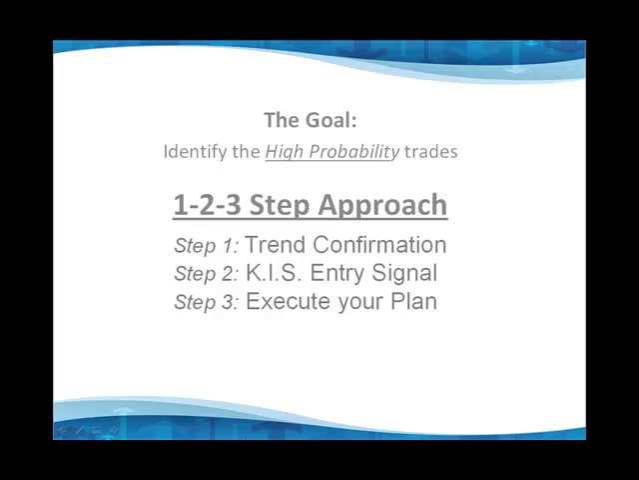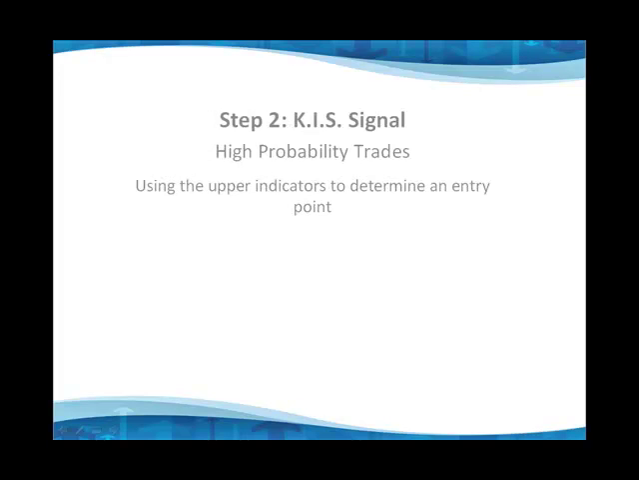Step 1, the trend confirmation. Step 2, the KISS entry signal. And step 3, execute your plan. This video is focused on step 2, the KISS entry signal. There are two types of signals here that help us identify our trades. We're looking for the upper indicators now in our charts to help us determine an entry point for our trades after we've already identified the trend confirmation using the lower indicators in our charts.